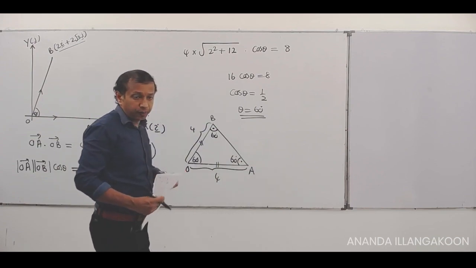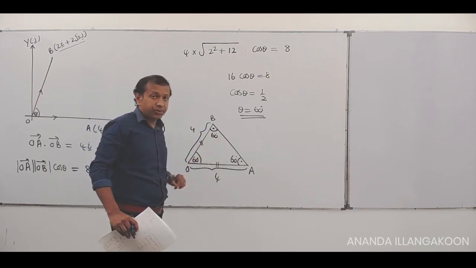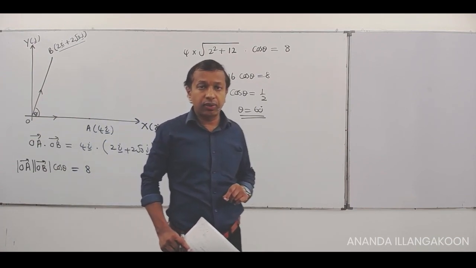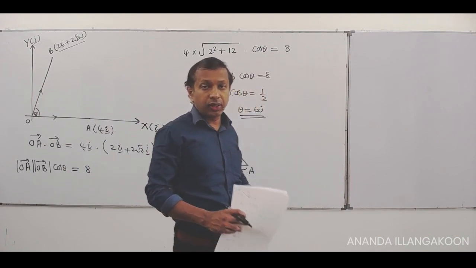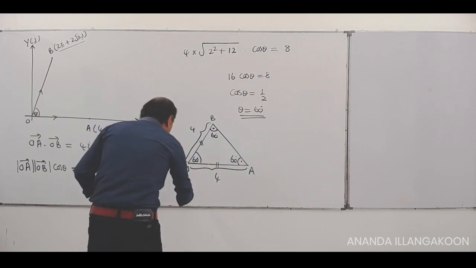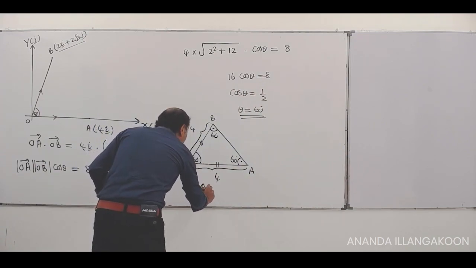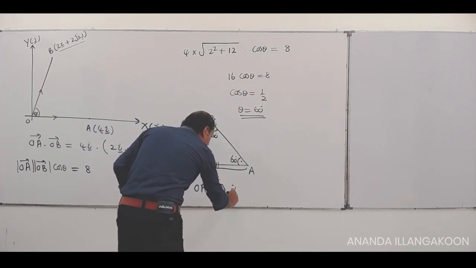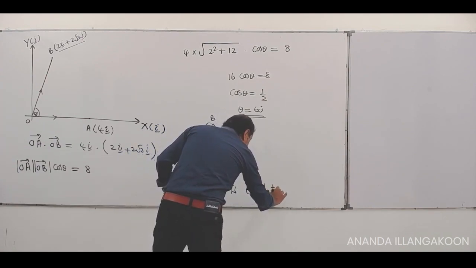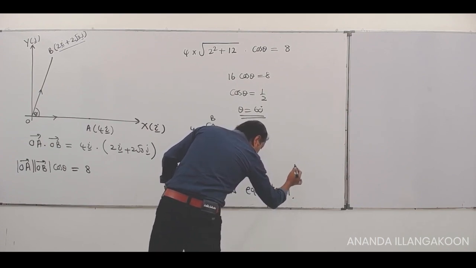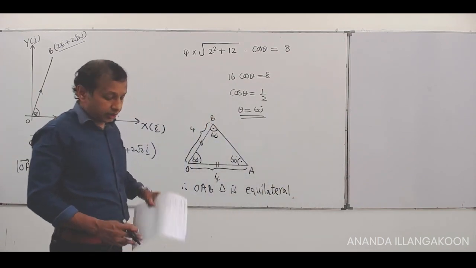Then you can see all the three angles in this triangle are equal, each 60. It says the triangle is equilateral, right? Therefore, the OAB triangle is equilateral. This is how we get that answer.